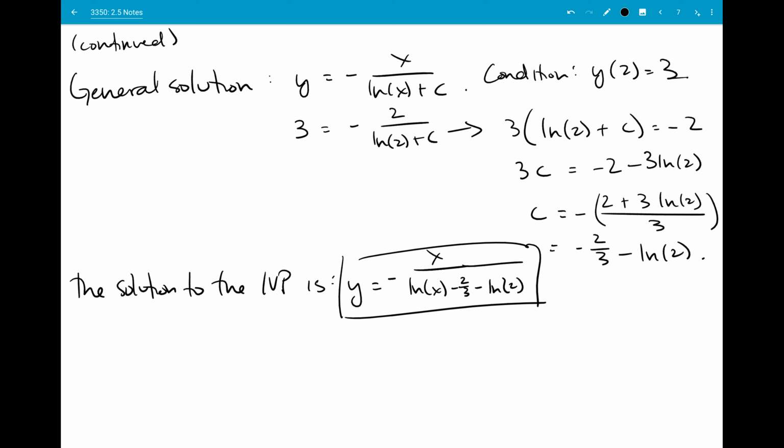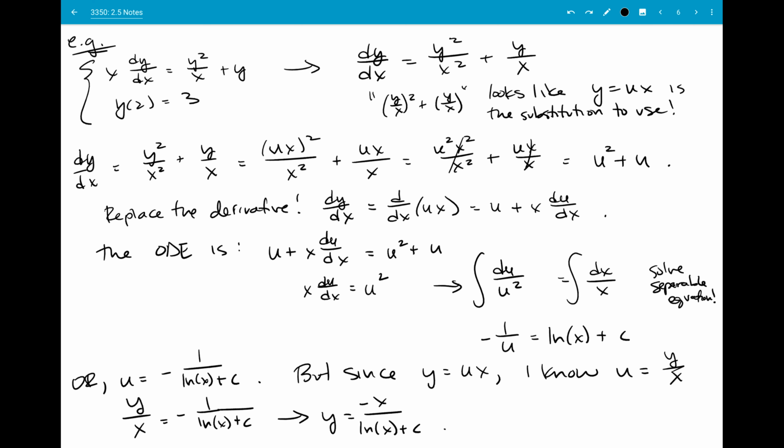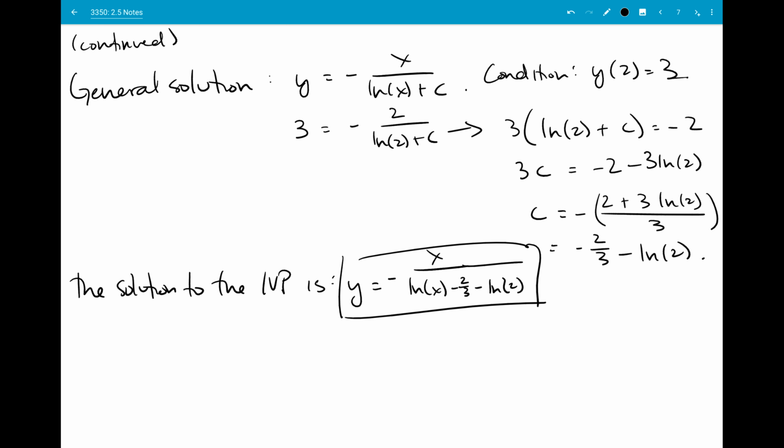And now we've solved the problem. This equation that we started with didn't look particularly separable. You can't imagine a way to factor the x's away from the y's here. But because of our substitution, we made it separable, and then we were able to solve it.